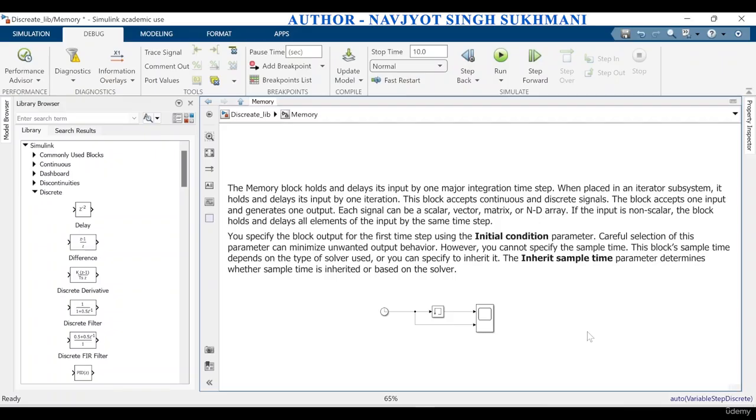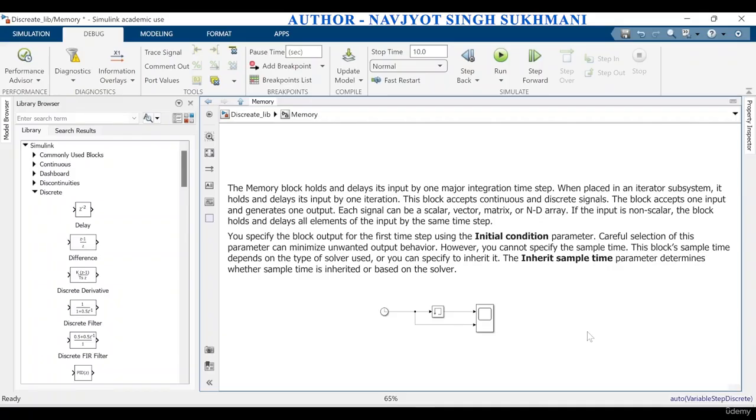This block accepts continuous and discrete signals. The block expects one input and generates one output. Each signal can be scalar, vector, matrix, or ND array. If the input is non-scalar, the block holds and delays all elements of the input by the same time step. We specify the block output for the first time step using an initial condition parameter.